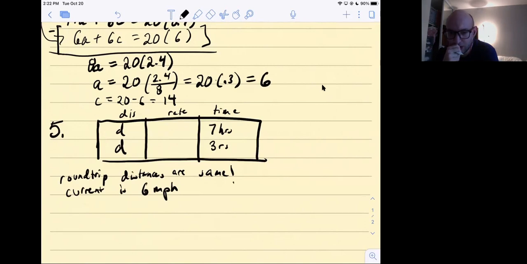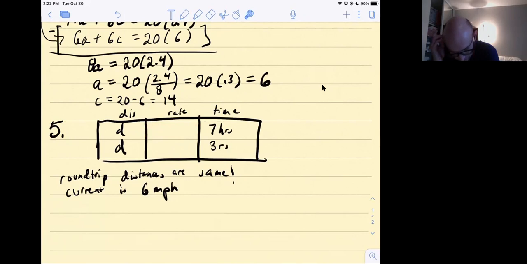Does anyone know what we should write for this box? Nice. Lily, why do you say R plus 6 versus R minus 6 for that one? Oh, okay, gotcha. Why do you say R minus 6? Because the current, wait, hold on. For the first one.